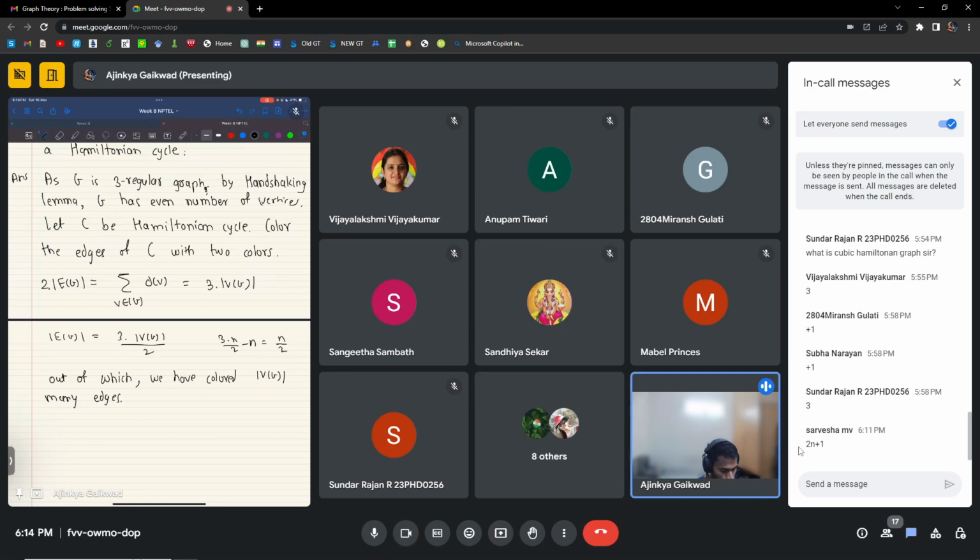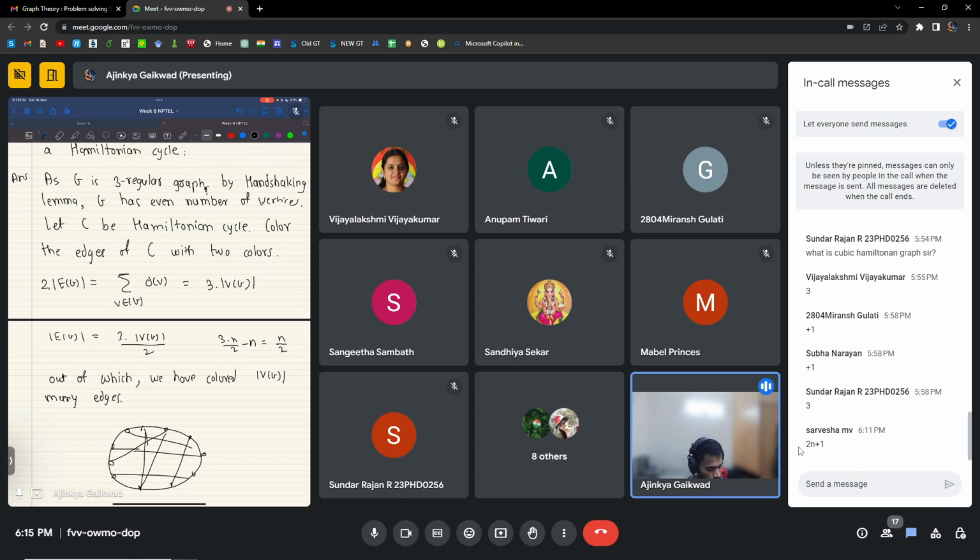Okay, so now let me ask you this question. Let's say this was the cycle, right? So these were the vertices, and then there were a few more edges coming out of the vertices, something like this. Now let's look at the graph.